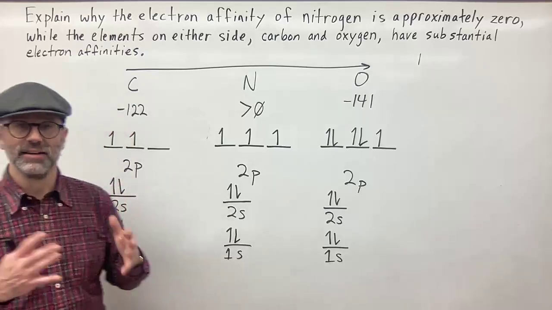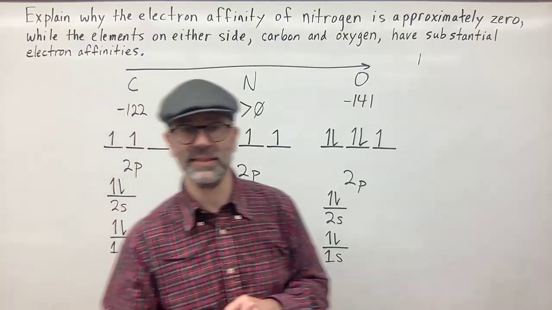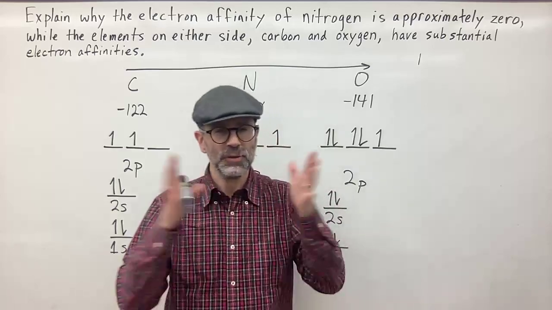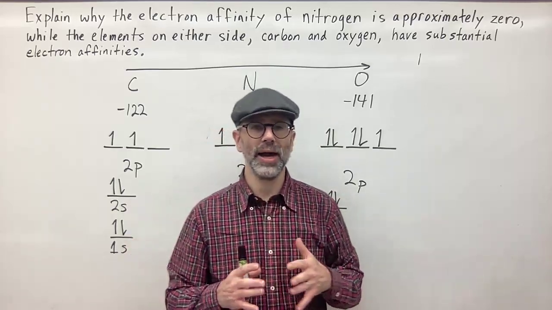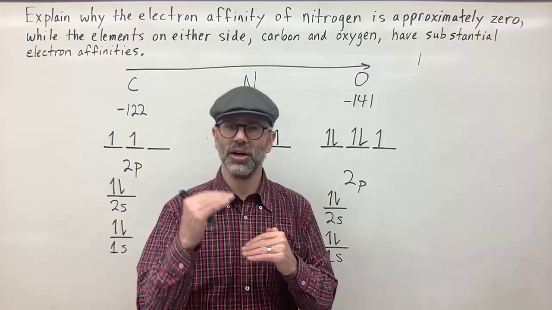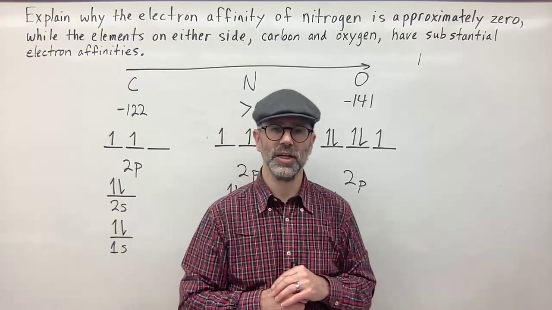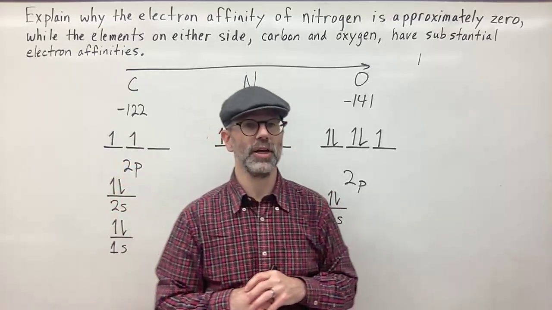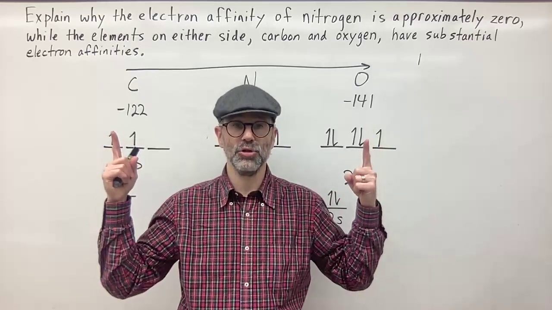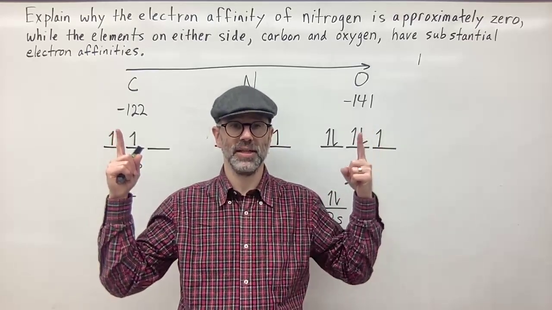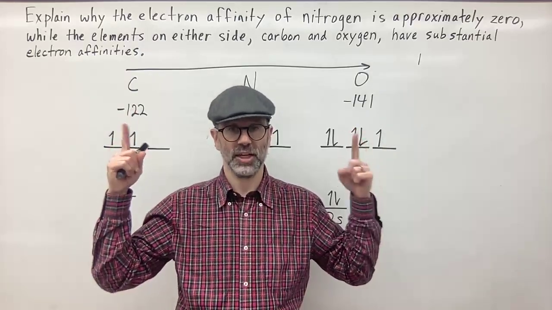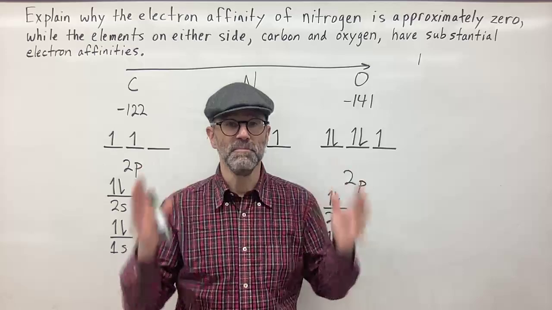Okay, and so that is the answer to the question, or at least as complete of an answer that I can give at this particular moment. So hopefully that helps clarify why you have nitrogen having either zero or a positive electron affinity, or a lower electron affinity versus the two elements on the side of nitrogen, carbon and oxygen. So that's it for this video.